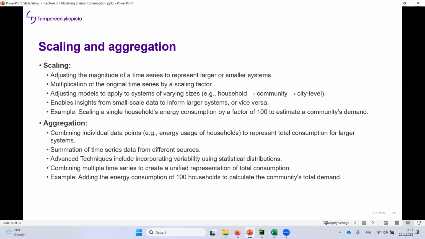Aggregation, combining individual data points to represent total consumption for large systems. So you can sum the time series from different sources. Incorporating variability using statistical distributions is also something that you could do in here, adding the energy consumption of 100 households to calculate the community's total demand. So there's a slight difference between scaling and aggregating. You can have, for example, multiple houses and you aggregate the data, so you sum it up.